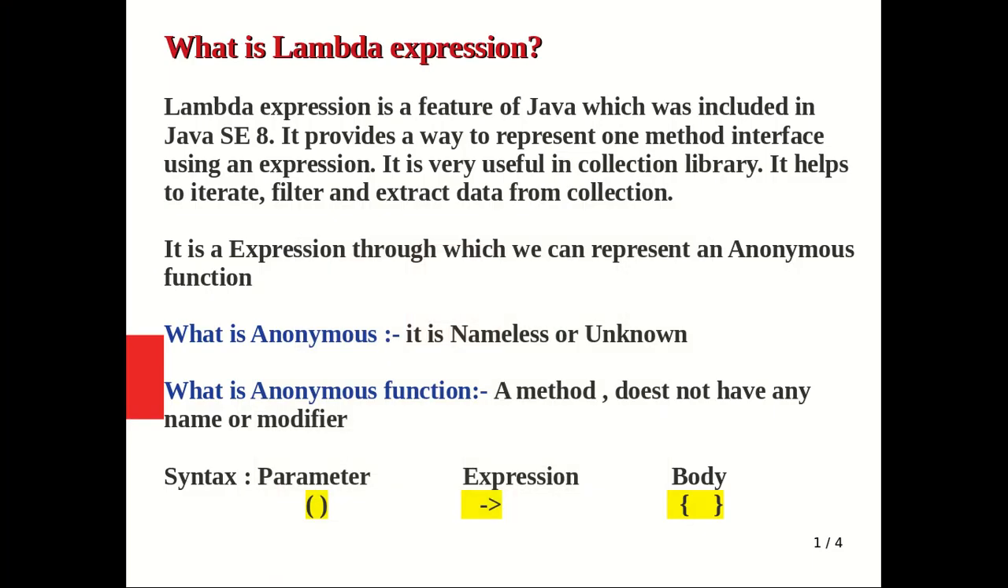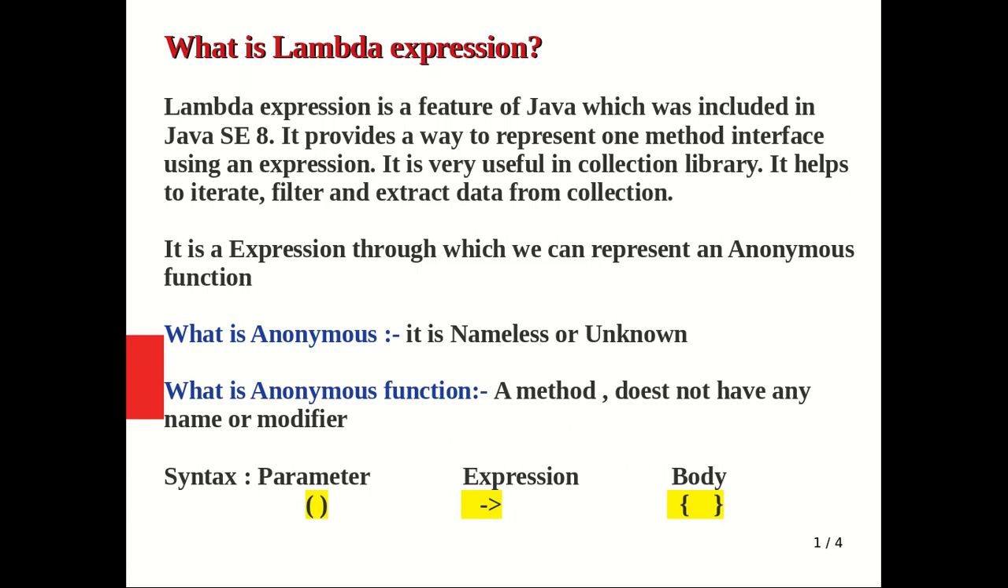A Lambda expression is a feature of Java which was included in Java version 8, and it provides a way to represent a one-method interface using an expression. So it provides us a way to represent a method of an interface with an expression. A Lambda expression is very useful in collection libraries because it helps us to iterate the data, it helps us to filter the data, it helps us to extract the data from a collection.